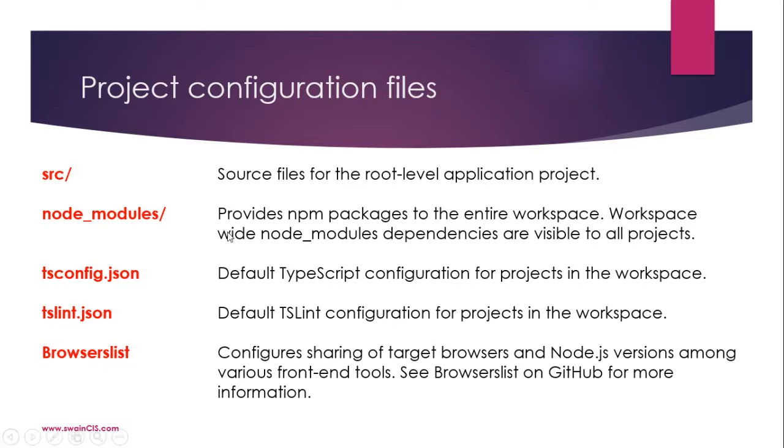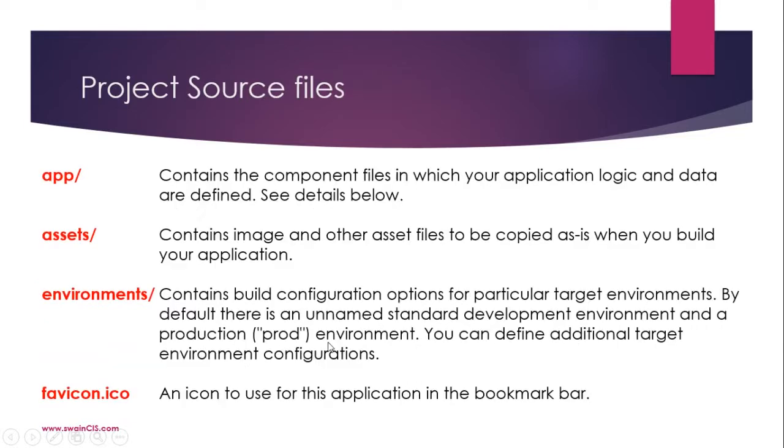tsconfig.json is the default TypeScript configuration for projects in the workspace. As we know, Angular 2 plus uses TypeScript, so all the configuration for TypeScript is done in this tsconfig.json. Then tslint.json, the default tslint configuration for projects. tslint is the format configuration of your coding structure. If you want to change anything about it, you can configure it in the tslint.json file. Then browserslist. This is the list of the browsers your application is going to serve.